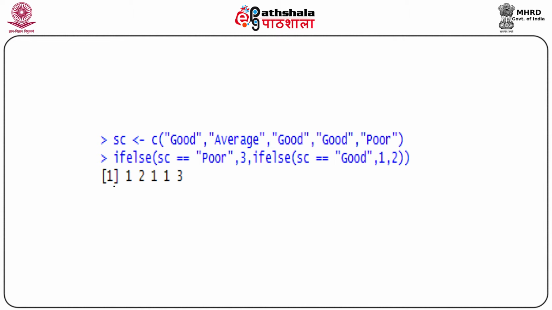So if it is true, then 3 will be coded. Otherwise, start a new if-else statement and consider the test element as score equals good. If it is so, then the code is 1 and else the code is 2. So what we are writing here is ifelse, within the first bracket, SC equals poor, comma, 3, comma, ifelse, SC equals good, comma, 1 and 2. And here are the outputs.